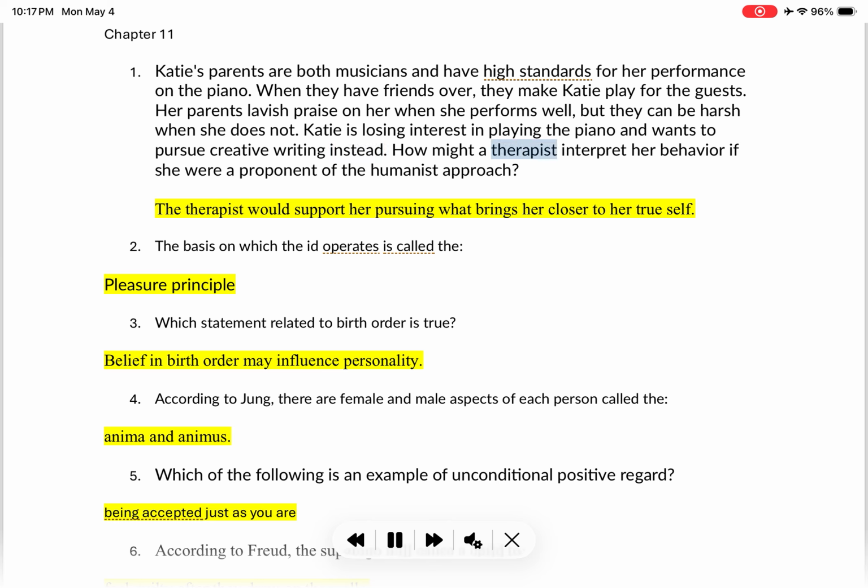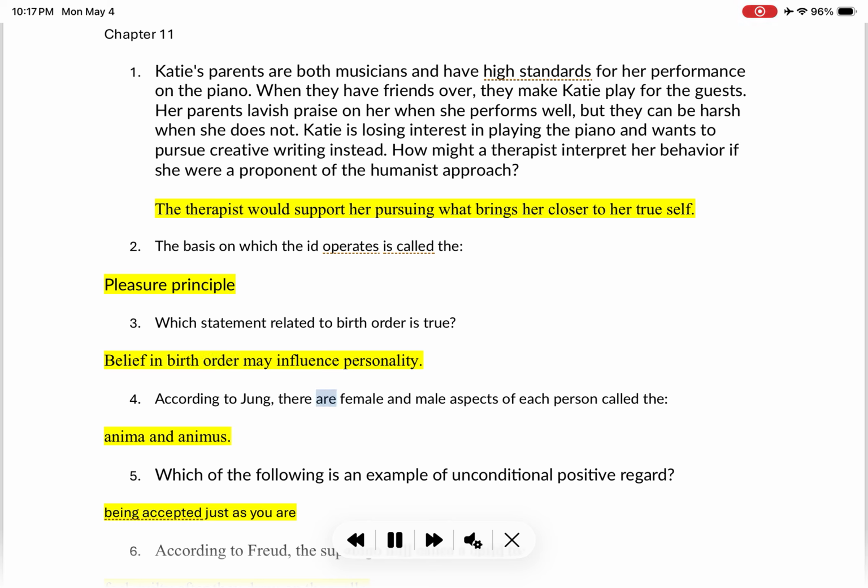How might a therapist interpret her behavior if she were a proponent of the humanist approach? The therapist would support her pursuing what brings her closer to her true self. The basis on which the id operates is called the pleasure principle. Which statement related to birth order is true? Belief in birth order may influence personality.